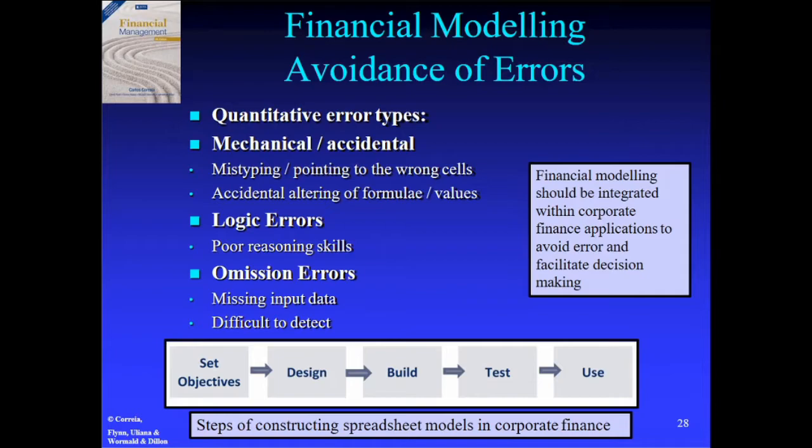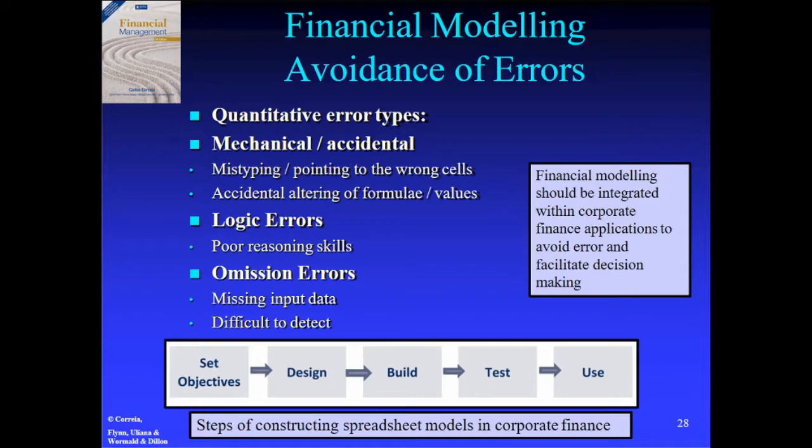Errors may occur when a user or developer accidentally alters a formula or value, or uses an existing model as the base for a new model, but forgets to update all formulas and carries over information from a prior model. There can also be logic errors. Logic errors reflect errors in formulas due to poor reasoning skills. There are also omission errors, which reflect errors arising from data or inputs that are missing but should have been included in the analysis. These types of errors may be difficult to detect in a complex model.